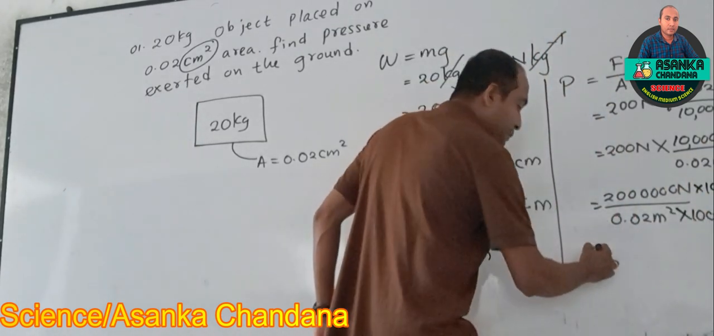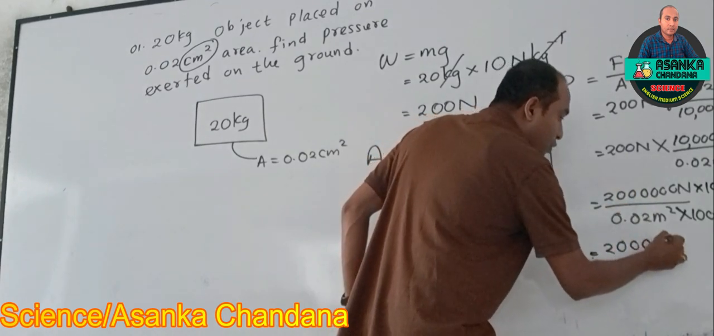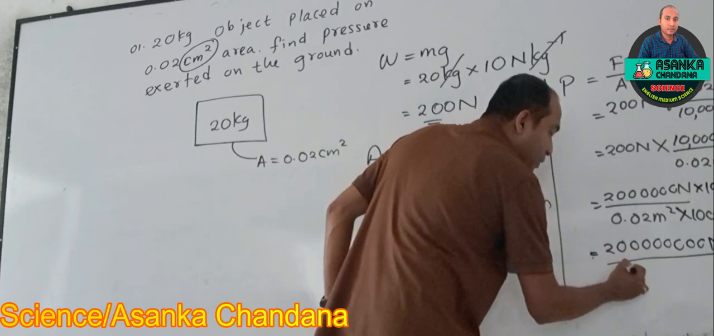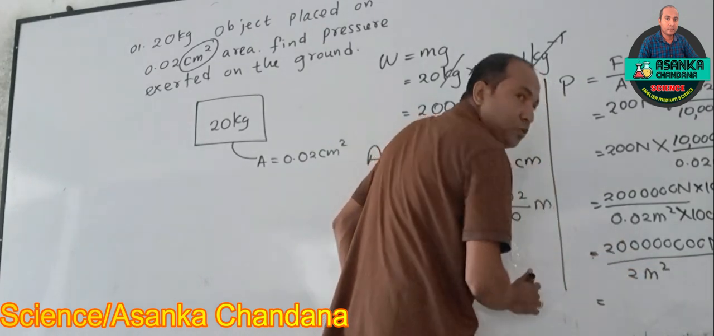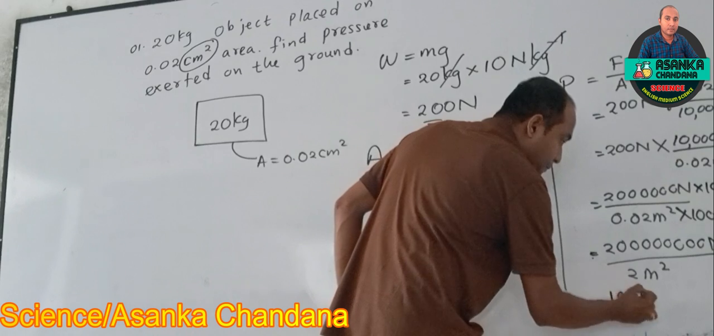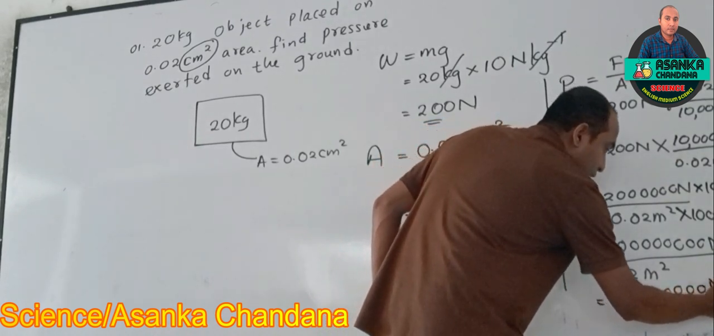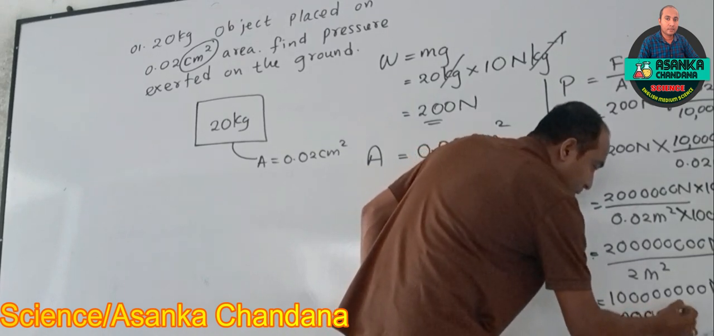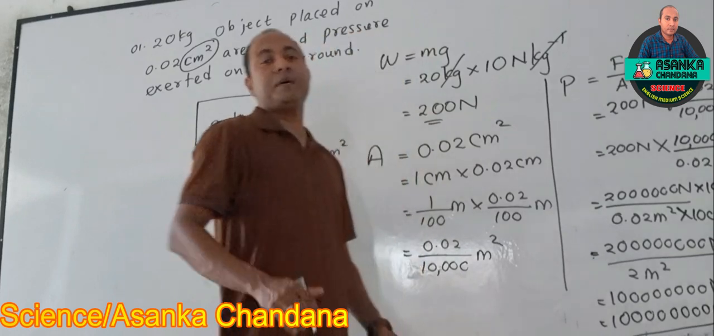Then what will happen? Numerator becomes 2,000,000 Newton divided by 2 square meter. Then 2 divided by 2, 1. Then 1,000,000. Unit is Newtons per square meter. It is similar to the Pascal, right?